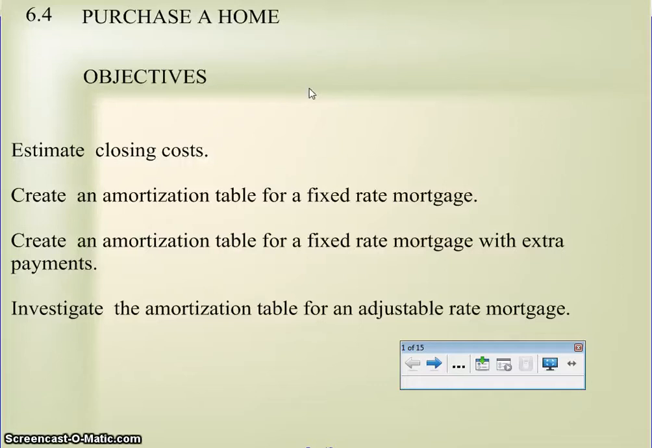All right, let's go ahead and get started with Chapter 4 in Unit 6. We're going to be purchasing a home in this chapter. For our objectives today, I will estimate closing costs. I will create an amortization table for a fixed rate mortgage, and I'll create an amortization table for a fixed rate mortgage with extra payments, and I'll investigate the amortization table with an adjustable rate mortgage. So let's get started on these.